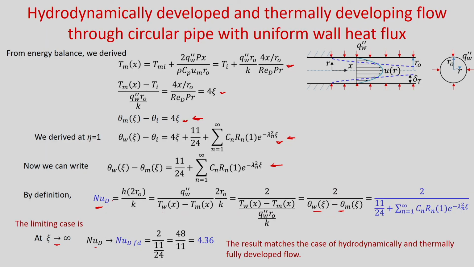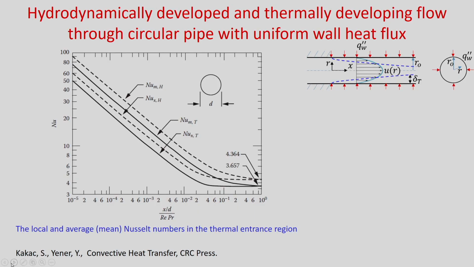When do you get the fully developed region? When x tends to infinity, that means zeta tends to infinity. So, at zeta tends to infinity, the Nusselt number becomes the fully developed Nusselt number, and you can see that as zeta tends to infinity, this term will become 0. So, you will get 2 divided by 11 by 24, which is nothing but 48 by 11, equal to 4.36, and this you have already derived for the hydrodynamically and thermally fully developed region. So, this is true.